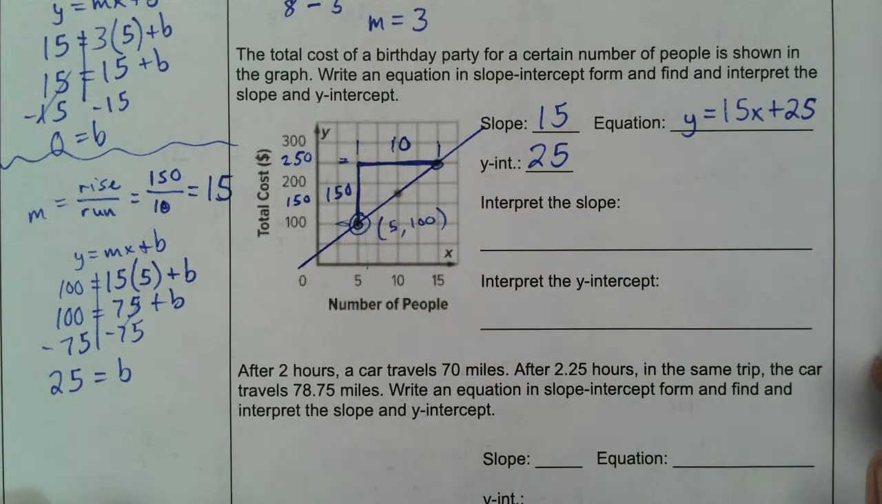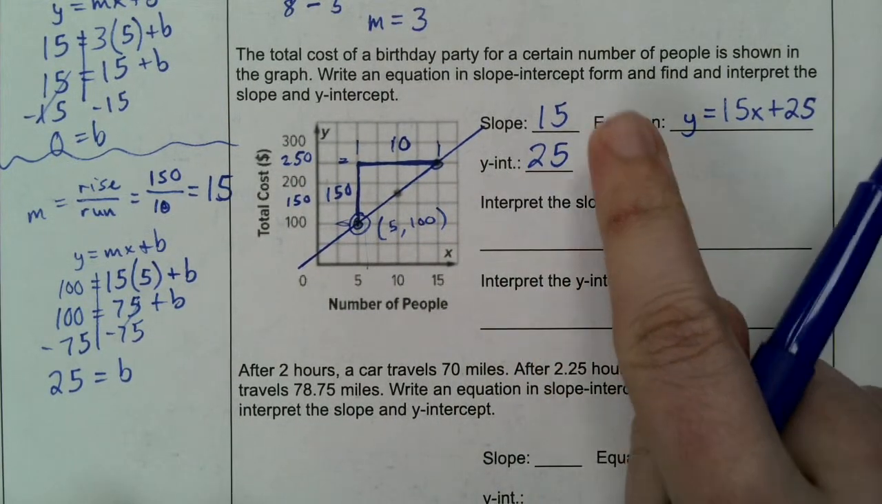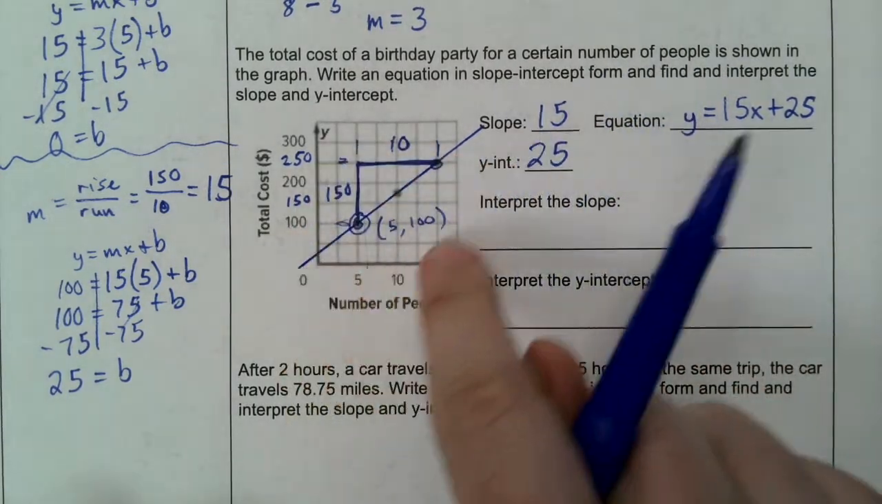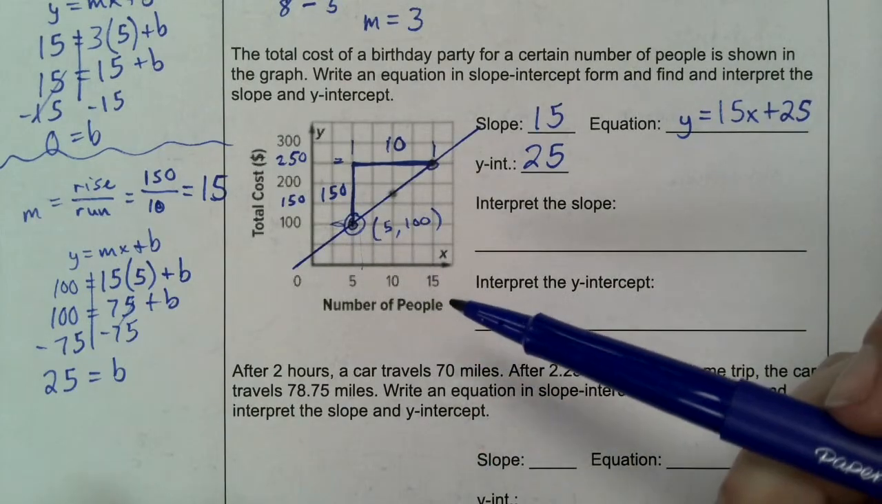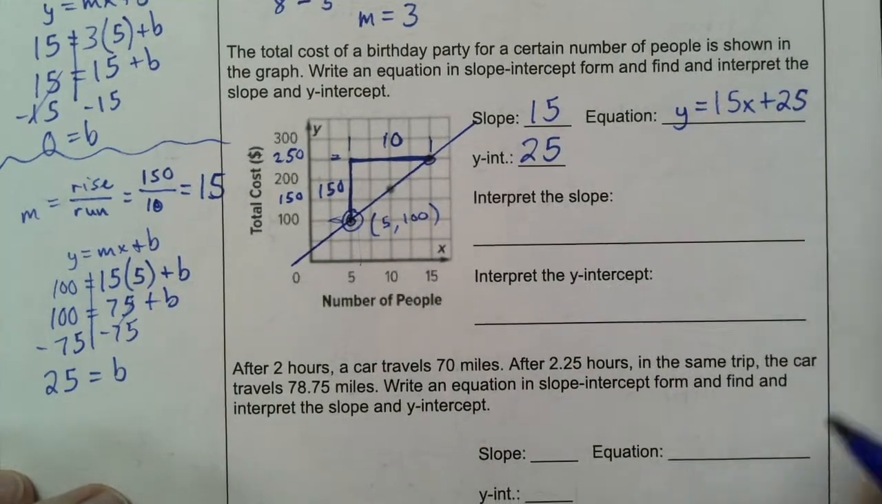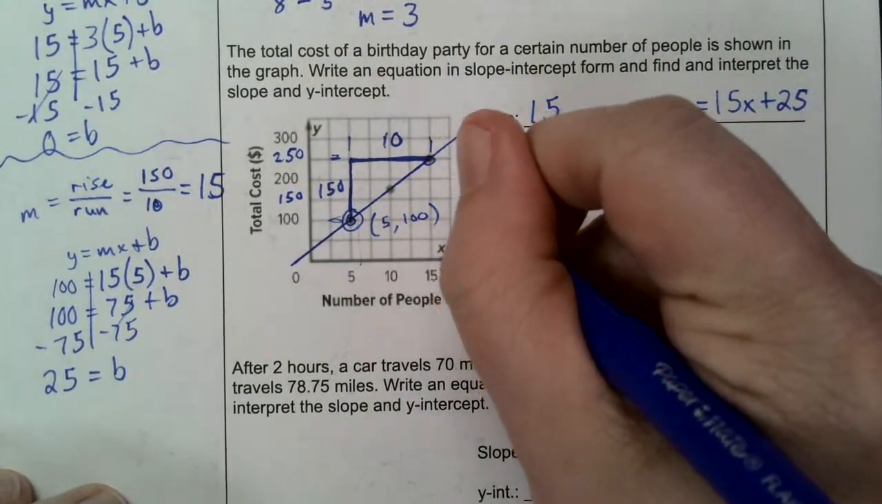All right. When we interpret the slope, that means what does 15 mean to this problem? It looks like we've got cost and we've got people. So I would say the cost per person is $15.